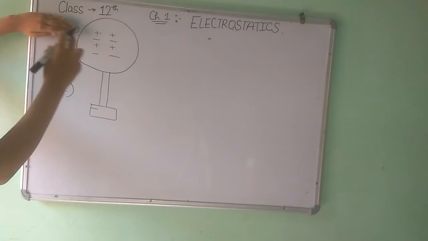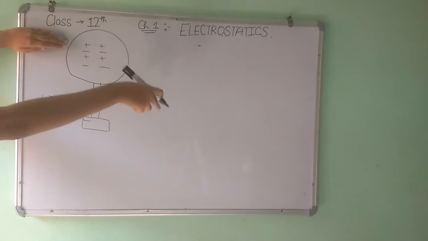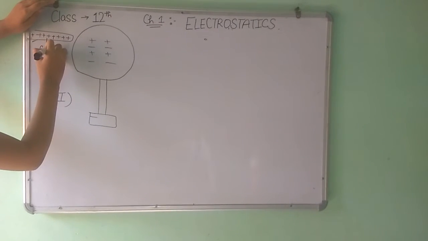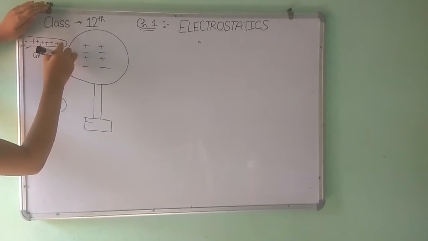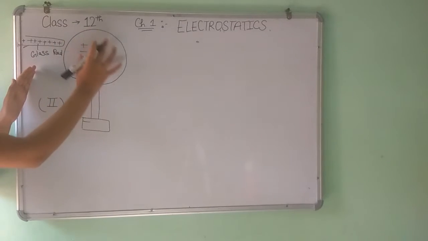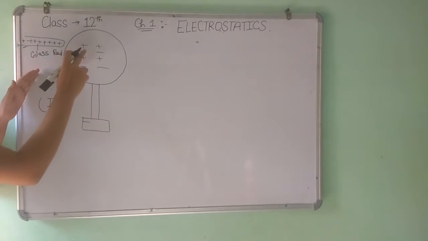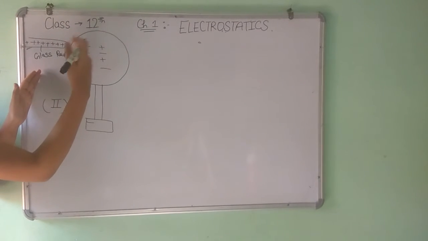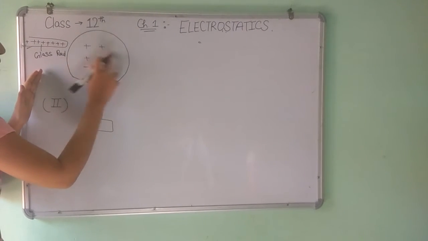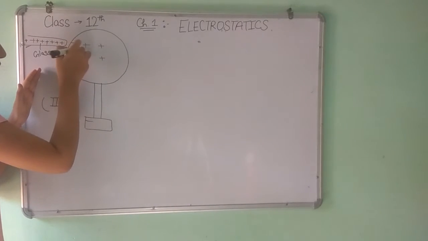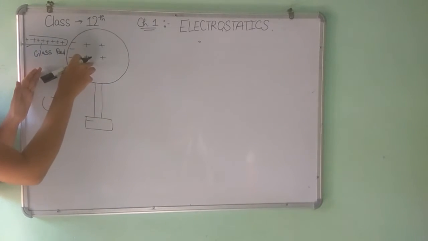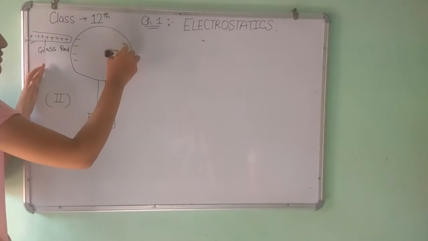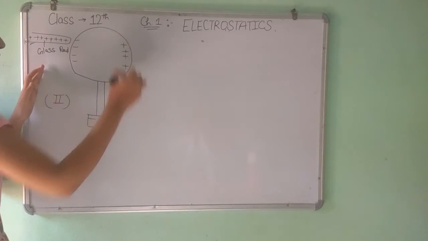But when we bring a glass rod that we have charged in the previous section, which is positively charged, then there is an arrangement of charges in the metal sphere. Since this is a positive charge, it will attract all the negative charges towards it. So all the negative charges arrange themselves on this side, and it will repel the positive charges, so all the positive charges will arrange themselves on this side.